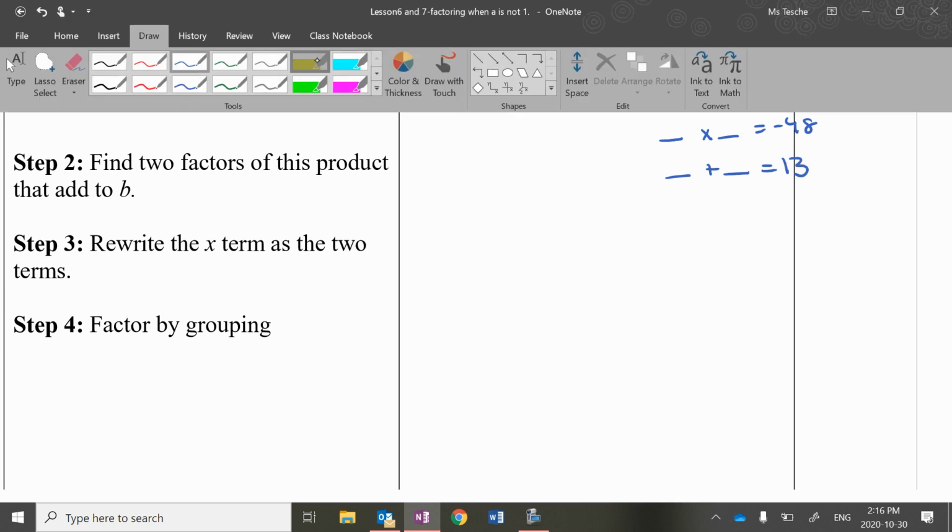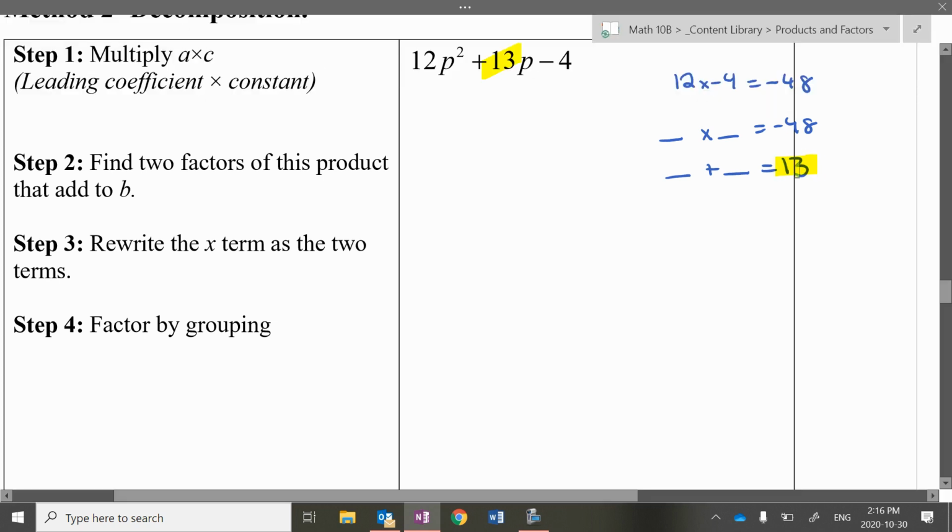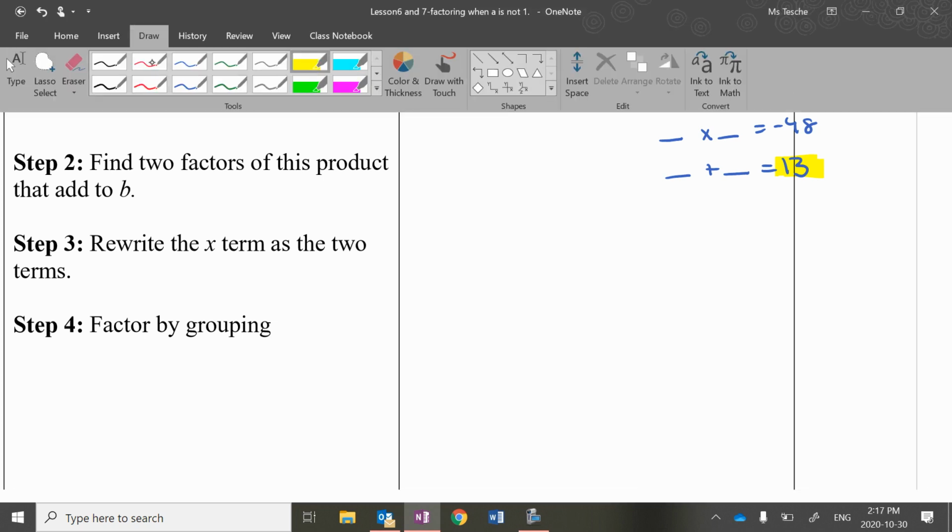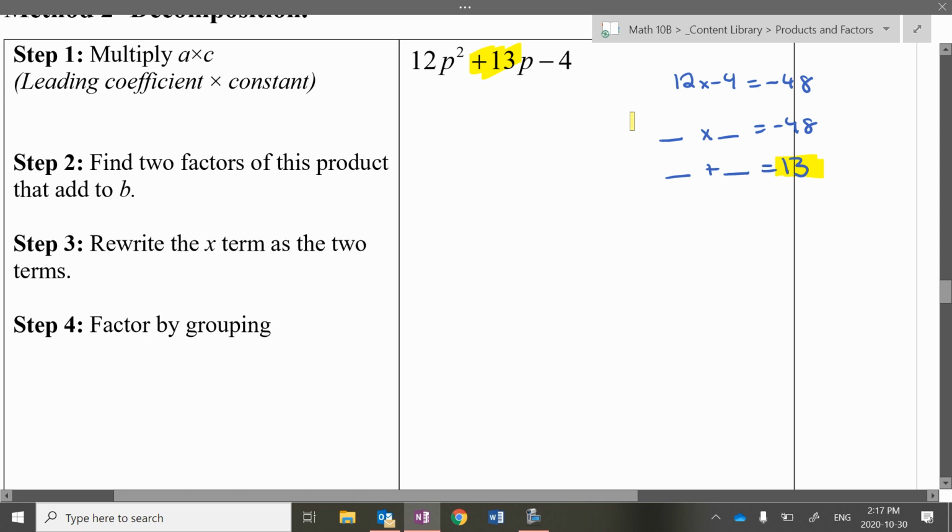So does this still require some number sense? Yes. Note it's a positive 13. So in this one, 48, we're going to use positive 16 and negative 3. 16 times 3 gives us 48. Positive 16 minus 3 gives us our 13.